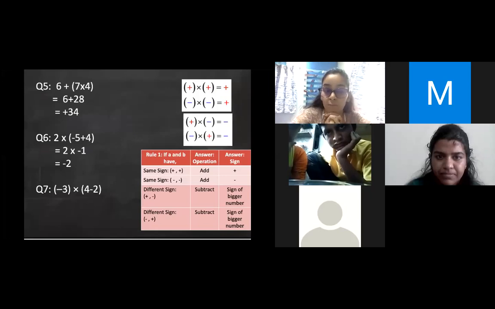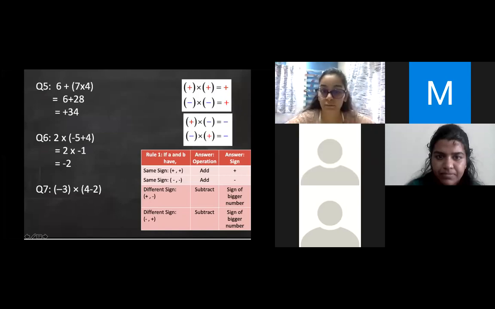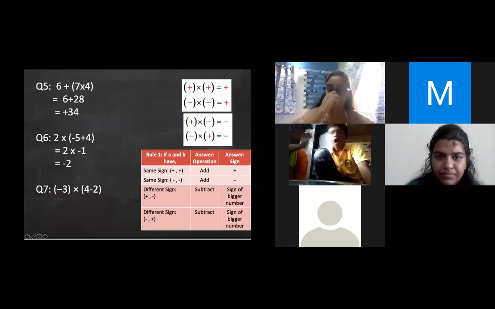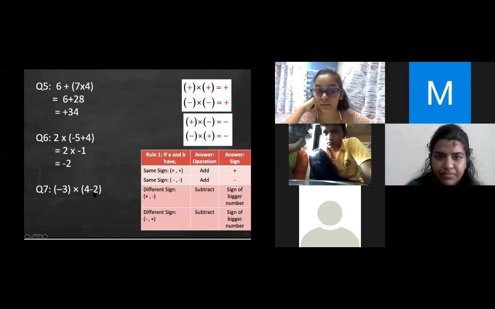What will be the answer when you do 4 minus 2? 2. Will it be a minus 2 or a plus 2? Positive. Look at rule number 1 here, the third row, different sign. When you are adding two numbers and they have different signs, 4 has a positive in front of it and 2 has a negative, right? Yes. When there are two different signs, you will subtract both of them.